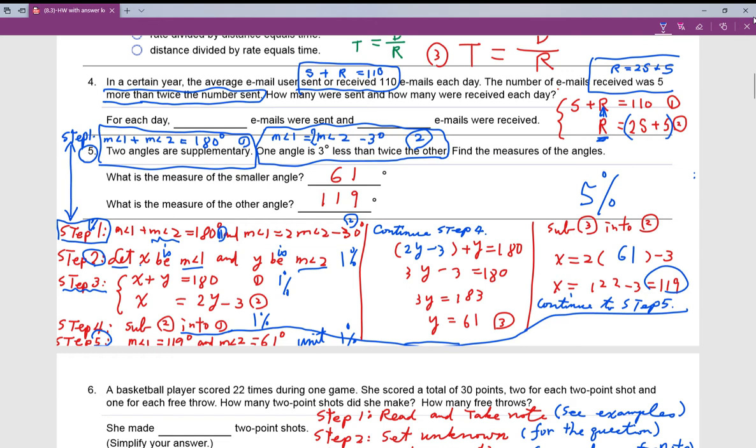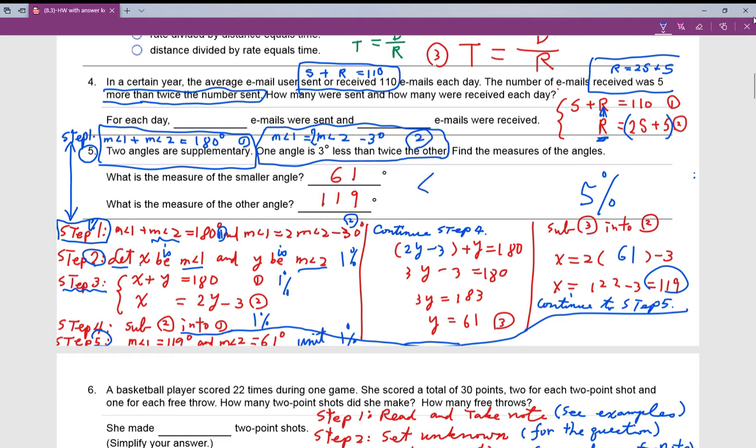Because when you say x plus y equal to 180, you didn't tell me what x is, what y is. Why do I need to read your paper without knowing what x means? I need to pretend I understand your x means angle 1, and your y means angle 2. It doesn't make sense to me. So if you don't have step 2, I'm not supposed to read your question. Understand that step 2 is the most important.